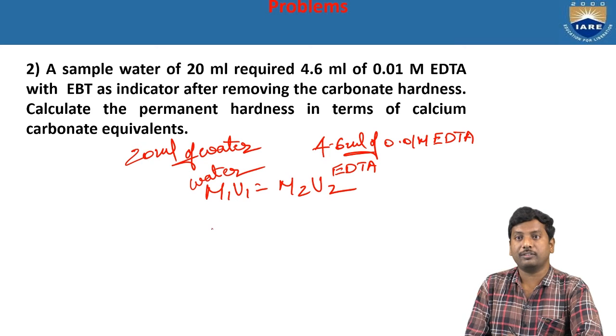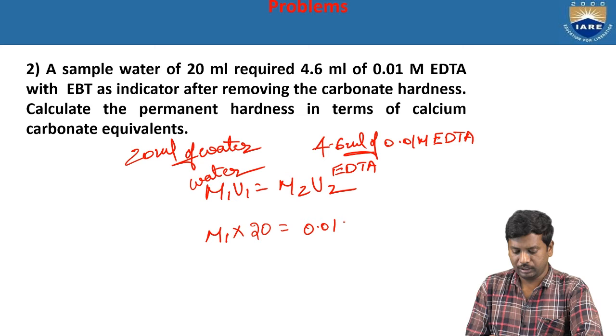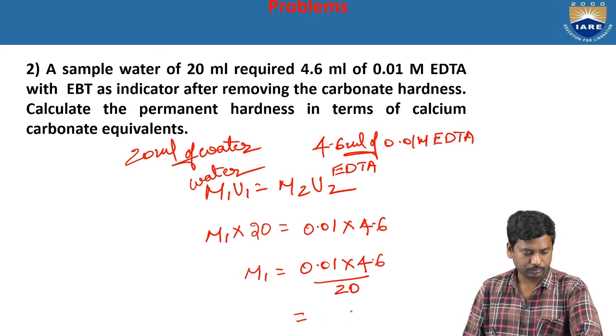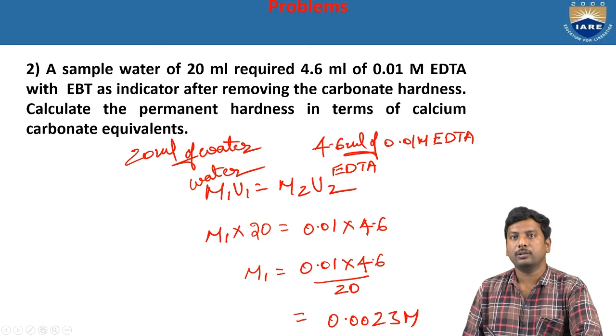So as per the given data, M1 into 20 is equal to 0.01 into 4.6. That means M1 is equal to 0.01 into 4.6 by 20. We got the value 0.0023 molar.